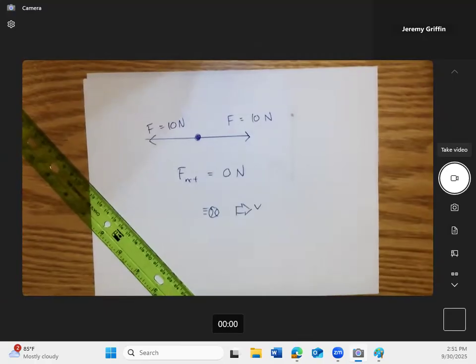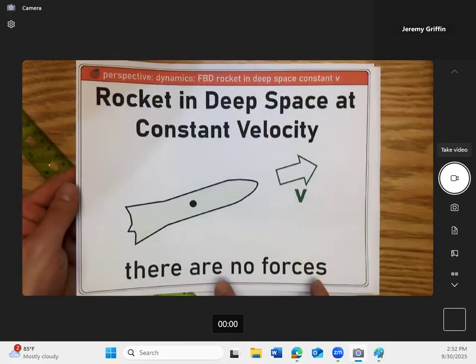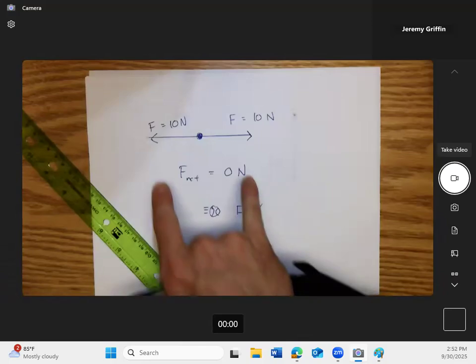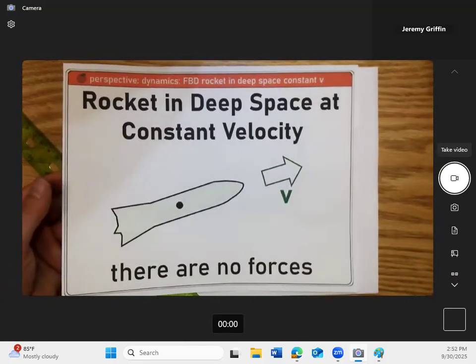That kind of reminds me of a specific free body diagram. Here it is. You guys remember the rocket in deep space at constant velocity, and there was no force at all? But if you have two forces that cancel out, that's effectively the same net force. They just keep going.